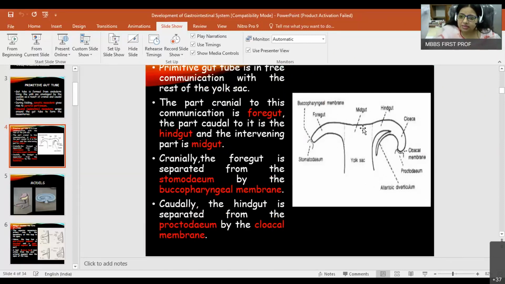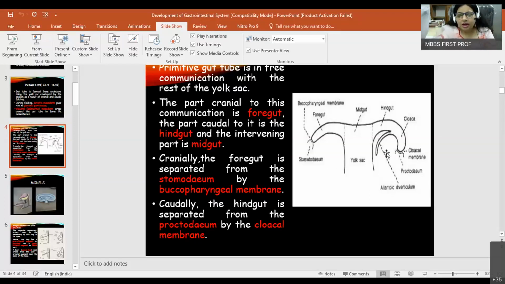This part is the developing primitive gut, and this primitive gut is derived from the yolk sac. So it is in communication with the yolk sac through a duct that is known as vitellointestinal duct. Now the part which is anterior to the midgut is the foregut, and the part which is posterior to the midgut is hindgut. Foregut is open to the exterior after the dissolution of buccopharyngeal membrane, and cloaca is open to the exterior after the dissolution of the cloacal membrane.